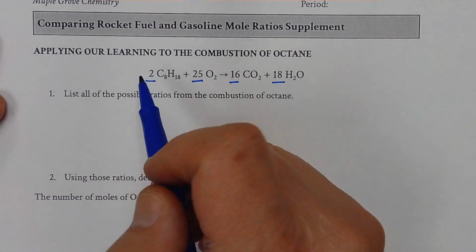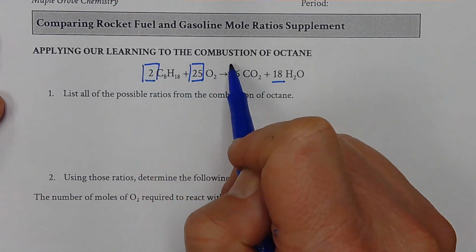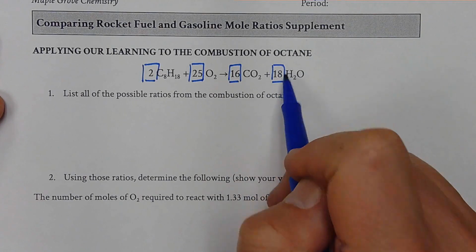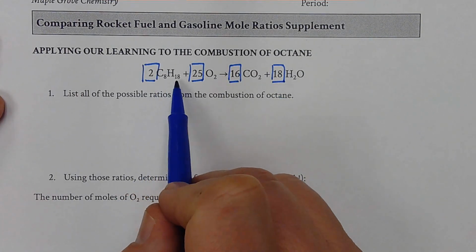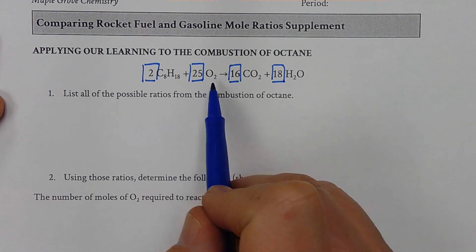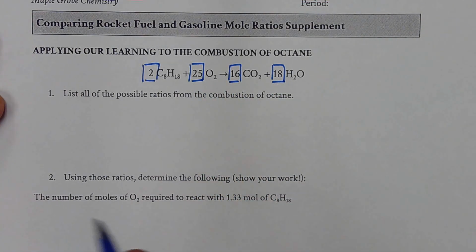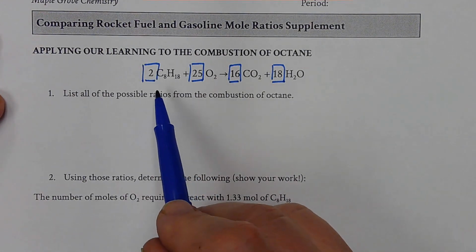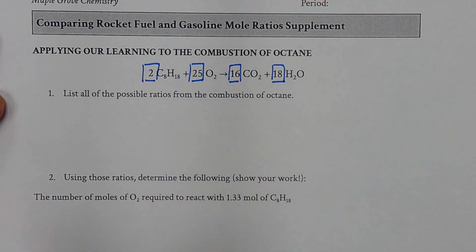But those numbers are also the number of moles that we have. So I have 2 moles of C8H18, 25 moles of O2, 16 moles of CO2, and 18 moles of water, okay? So those numbers represent moles. And we can use them for a comparison between the different compounds in our reaction, okay?